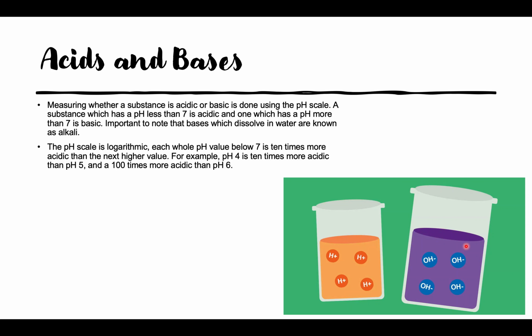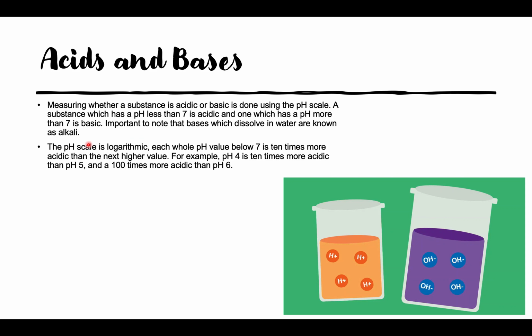And our final outcome of today is all about acids and bases. Now, I'm sure you've heard about this, and this definitely has a direct link with your daily life. Measuring whether a substance is acidic or basic is done using the pH scale. A substance which has a pH less than 7 is acidic, and one which has a pH more than 7 is basic. Of course, a substance which has a pH of 7 is neutral, the most common example being distilled water. It's important to note that bases which dissolve in water are known as alkalis.